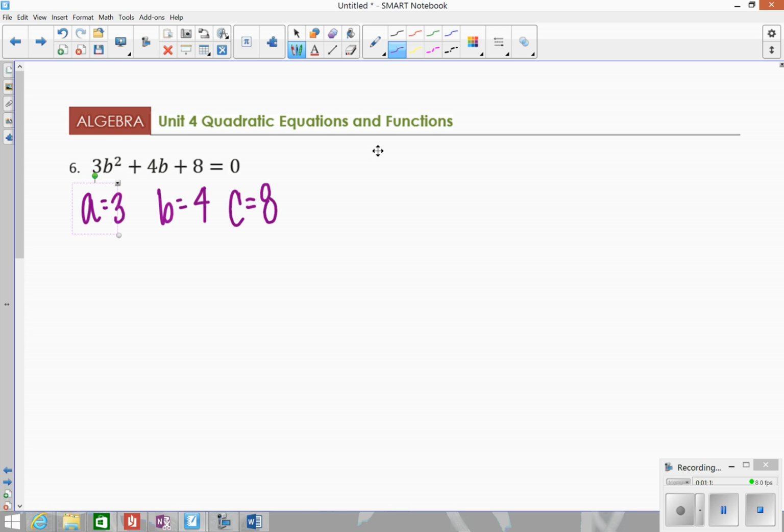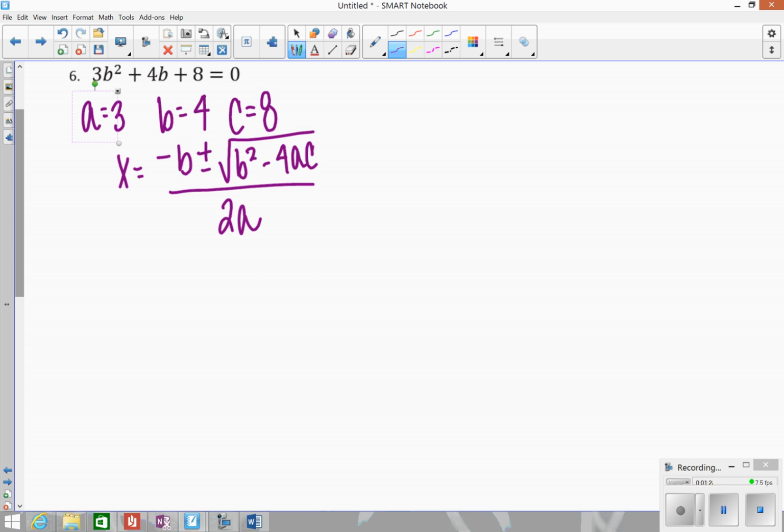And then we have c, which is just the number at the end. So now we're going to use our quadratic formula, so I'm going to just go ahead and write this down. So we have negative b plus or minus the square root of b squared minus 4ac. And remember, this is given to you on all exams, including the Regents at the end.